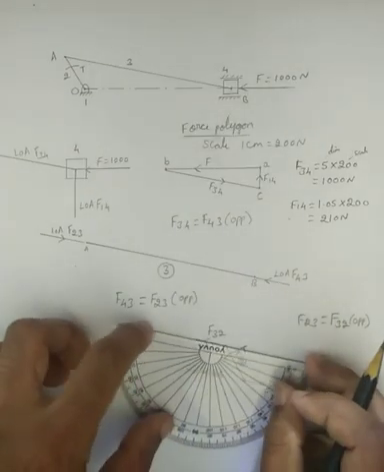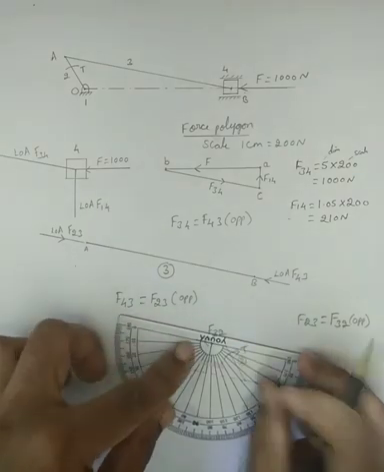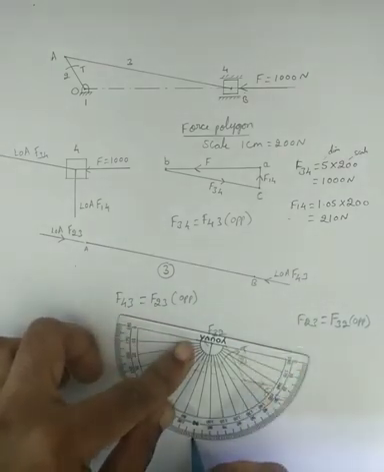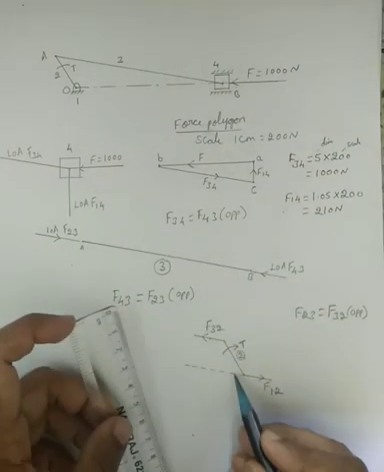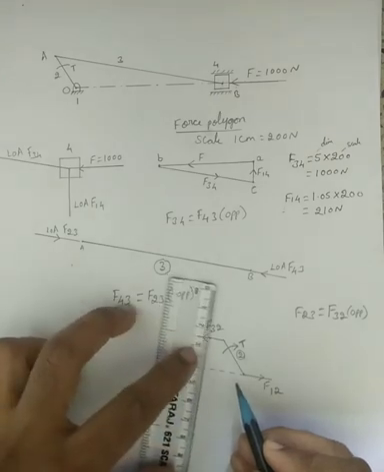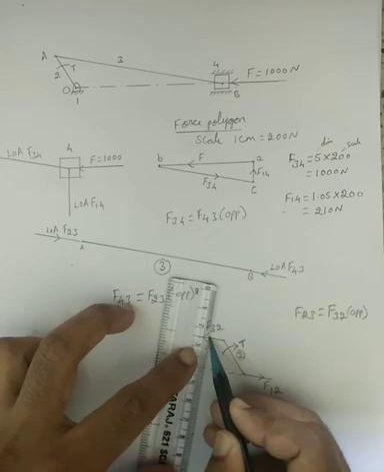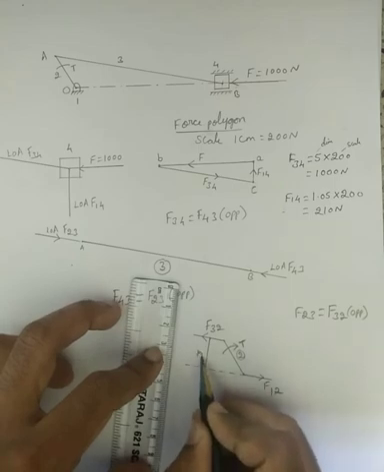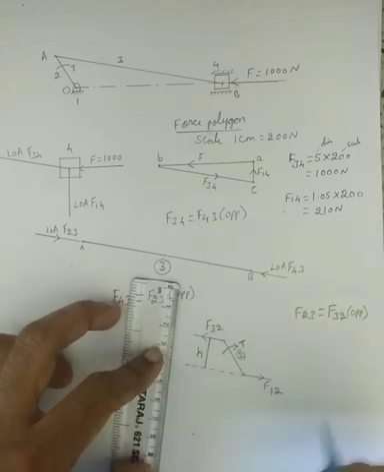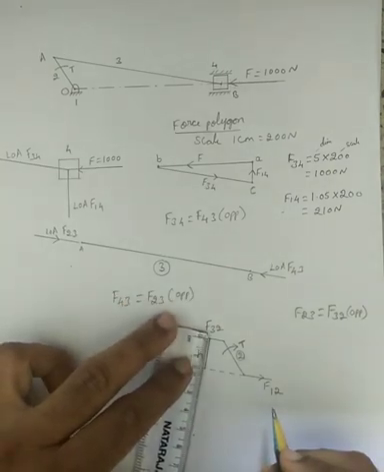For that I will take the protractor. You have to draw exactly a 90-degree line. Don't draw parallel to this line. You have to draw the 90-degree line, so that it is perpendicular to these forces. Okay, I have drawn that. That is the height h. How much length it is, I will find out from the scale.